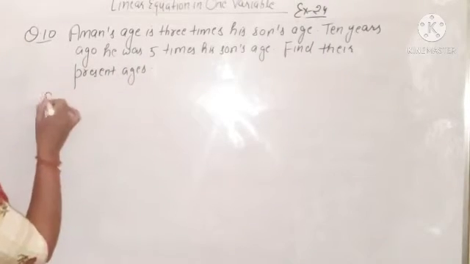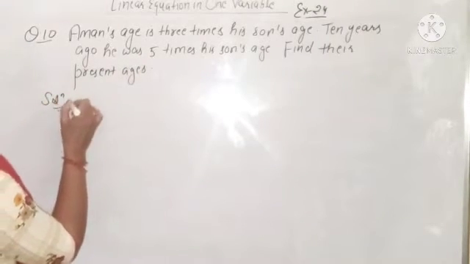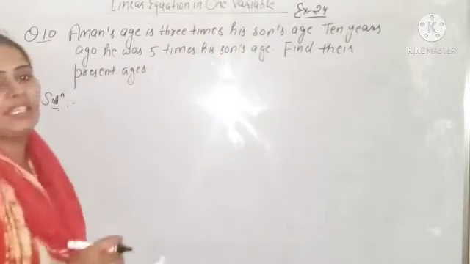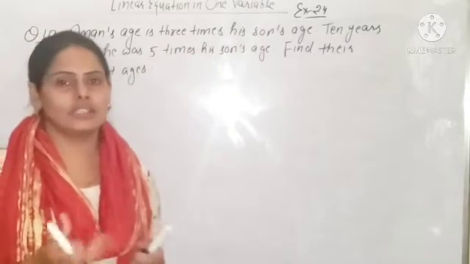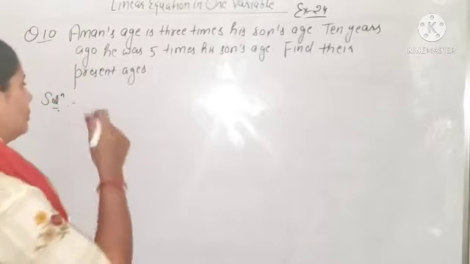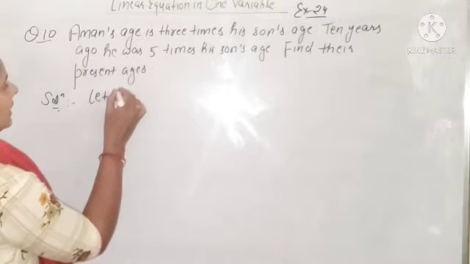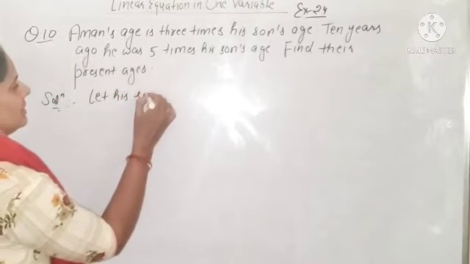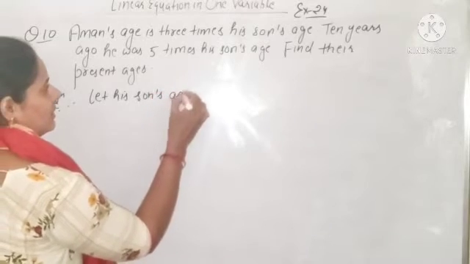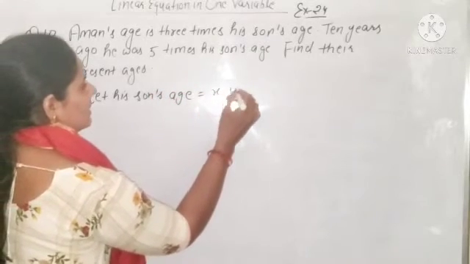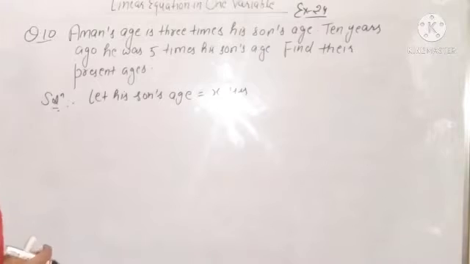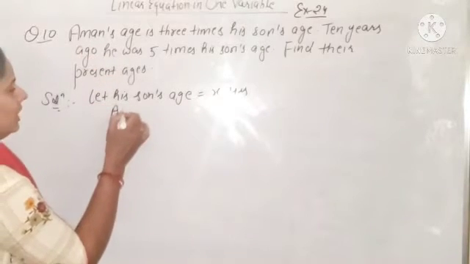Okay, so simple, what will you do? Aman's age is 3 times his son's age. It means if you know the son's age, then simply you can find out Aman's age. So you will assume let his son's age is equal to x years. Son's age is x years. Now simply you will find out Aman's age.